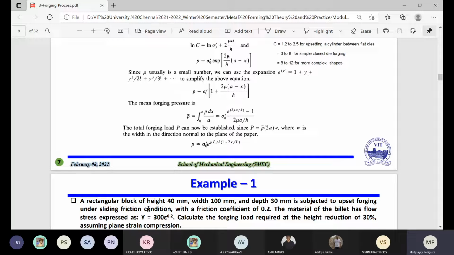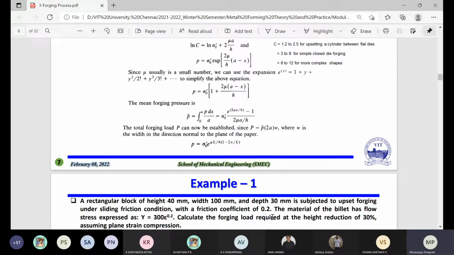sliding friction. When I'm writing height and width and depth, you have to think which one will be length, which one will be height, and which one will be the width. Do not think that this is width. This will probably be the length because this is the longest one. Do not think that this width will be like W. This will be the value of the A side, the length side. It is subjected to offset forging under sliding friction condition with a friction coefficient of 0.2.